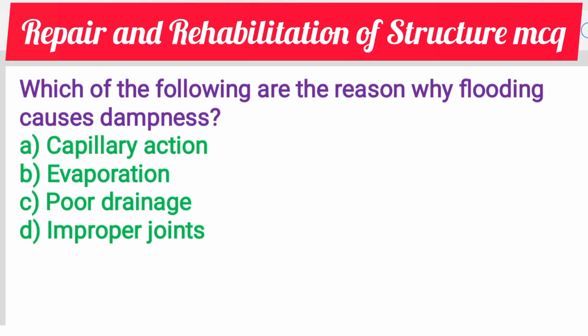Next question, which of the following is the reason why flooding causes dampness? Option A capillary action, option B evaporation, option C poor drainage, option D improper joints. So the correct answer is option C poor drainage.